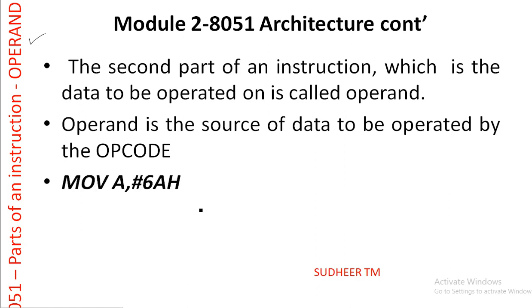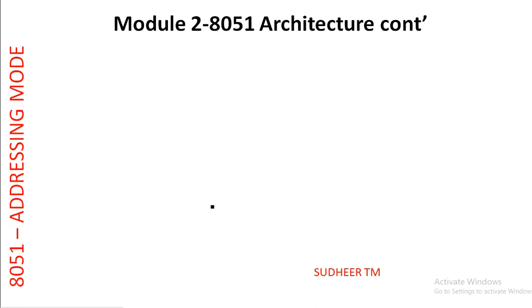So MOV A, 6AH, here 6AH is what you call the operand. And MOV A is our opcode. Understood? That is part of the instruction. Now, just for introducing this addressing mode, I covered this opcode and operand, not that important a concept.